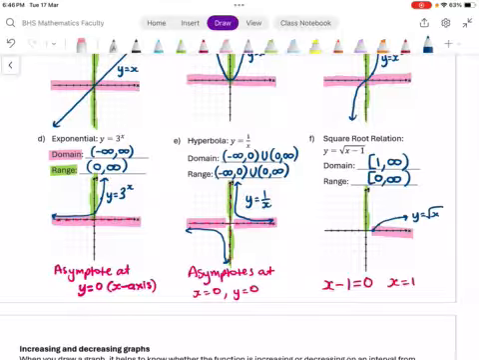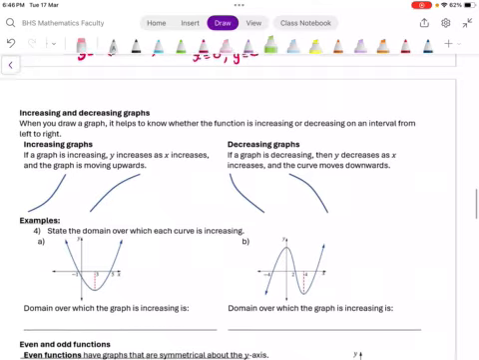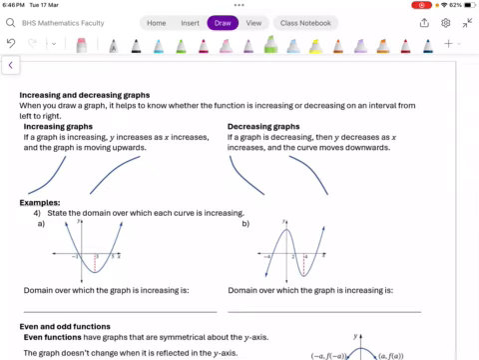I hope that gave you a good idea about domain and range. If in doubt with domain and range, sketch a little graph to work out what our x values can be. Remember that our x values are our domain and our range is our y values. Okay, moving on to our increasing and decreasing graphs now.